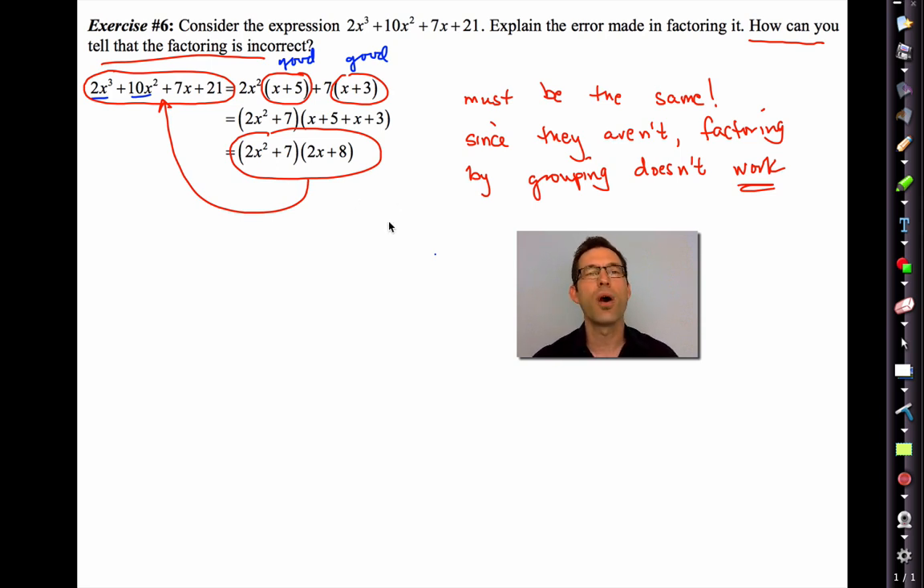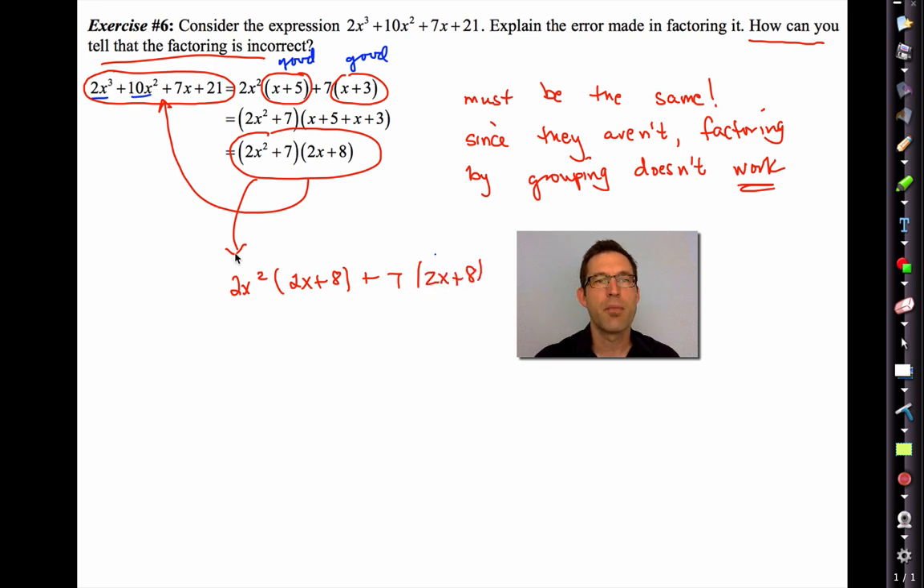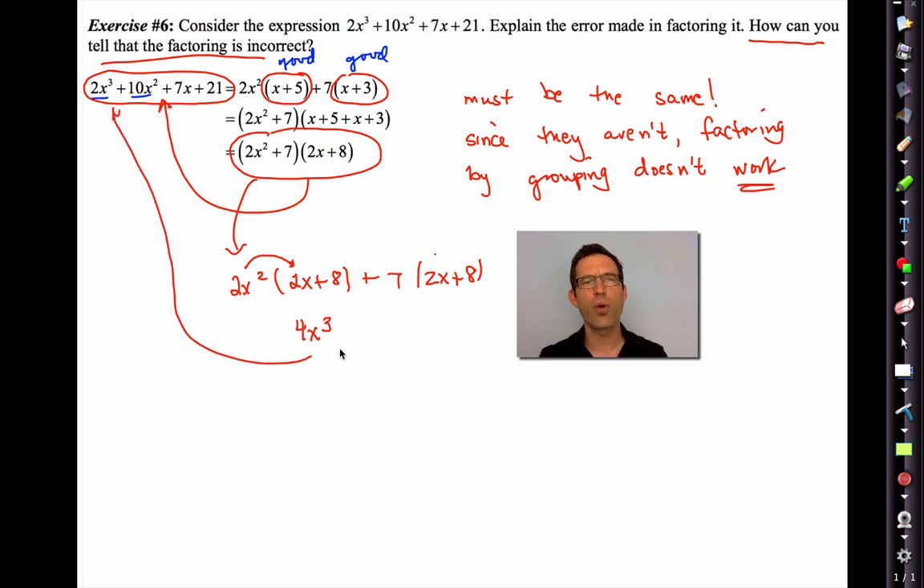Of course, the way that you can always know whether your factoring is correct is by beginning to multiply it back out. So if I was to multiply this back out, and let's say I do this sort of the double distribution method. So I've got 2x squared times 2x plus 8 plus 7 times 2x plus 8. My first term, 2x squared times 2x, is going to be 4x cubed. But that's all I should need to know this is wrong. My first term up here is 2x cubed. Down here I'm getting 4x cubed. Those can't be the same.